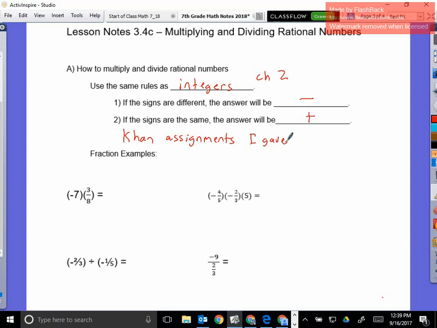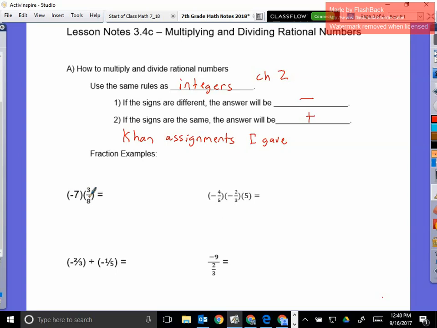I'm going to show you guys quickly as I'm working out the problems here, and hopefully that'll be a good refresher for you on how to do this. If not, please come and talk to me about it and we will get this figured out. All right, let's go ahead and get started. We're going to start right here with multiplying fractions. Here we got -7 times 3/8.